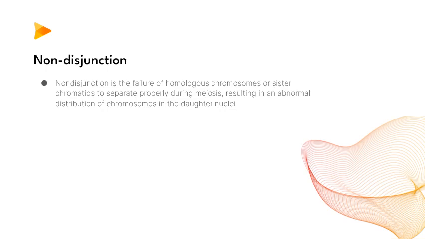Non-disjunction is a genetic phenomenon that occurs during cell division, particularly in meiosis, where chromosomes fail to separate properly. It can lead to abnormal distribution of chromosomes in the resulting cells, resulting in aneuploidy, a condition characterized by an abnormal number of chromosomes. Non-disjunction plays a significant role in genetic disorders and developmental abnormalities.